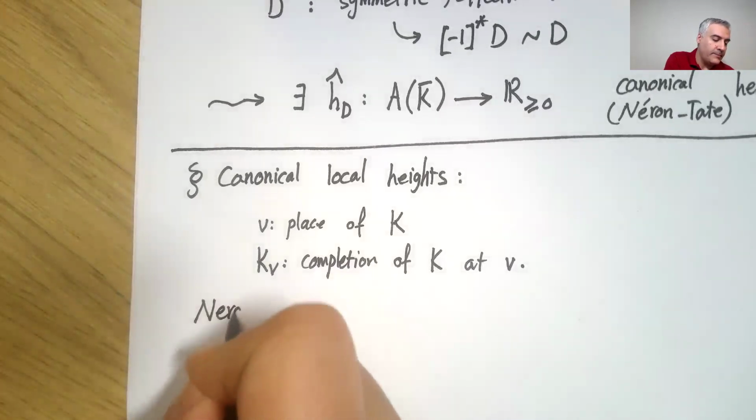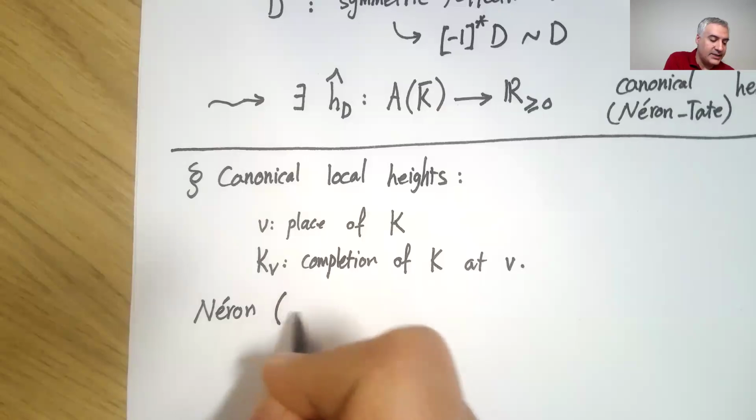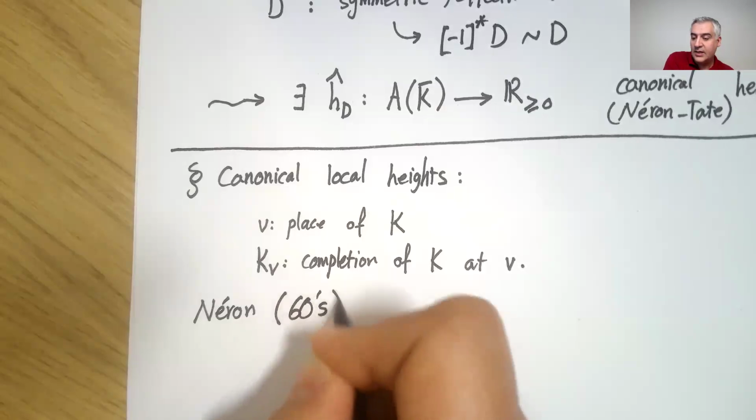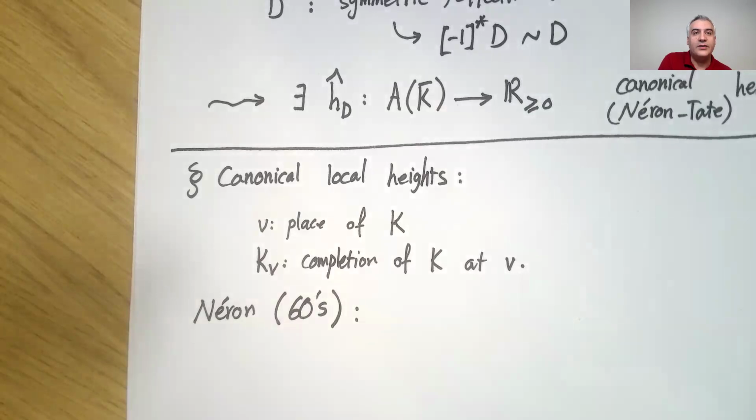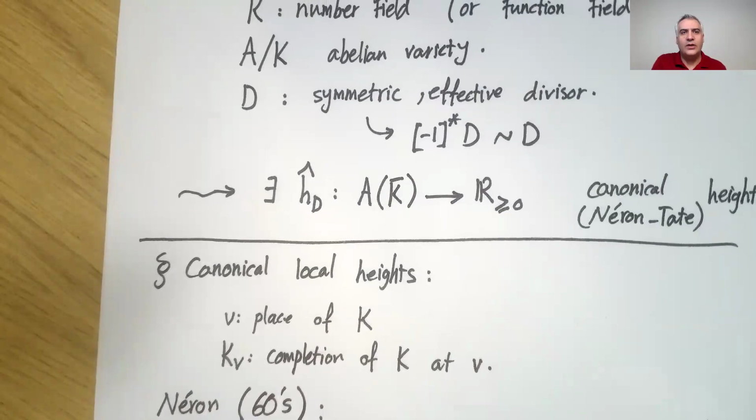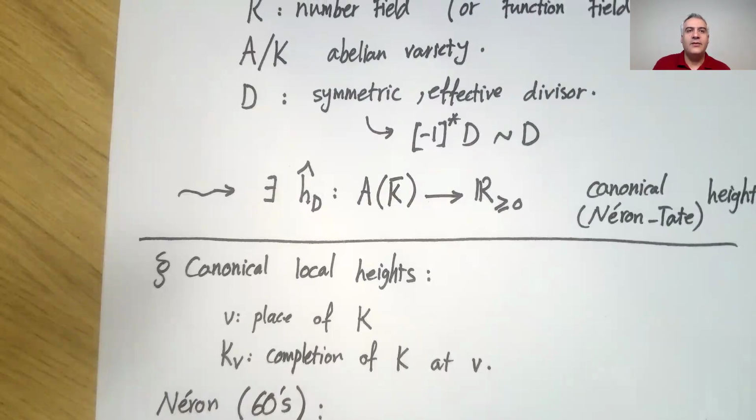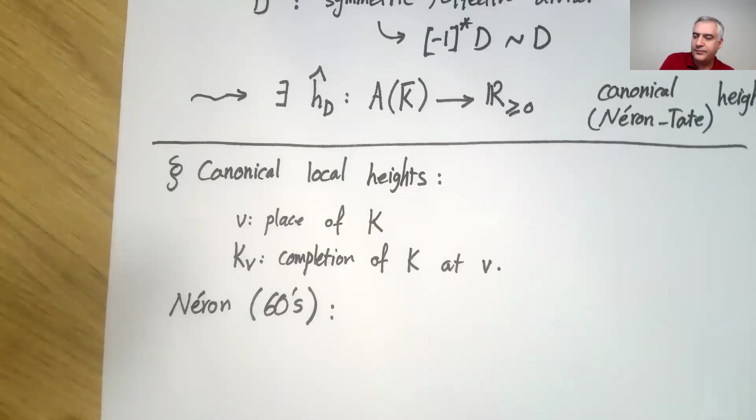Néron, already in the 60s, proved the following. So he basically wanted to do a local-global type phenomenon. So you have this real number, which is global. And can you find local contributions to this number one prime at a time, or one place at a time?